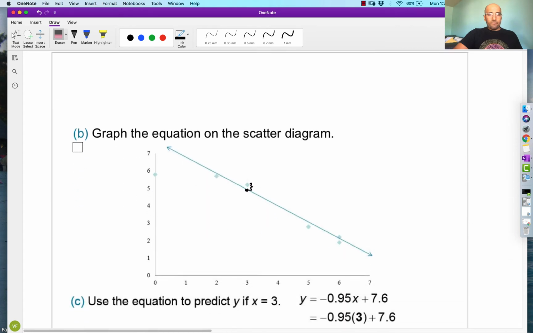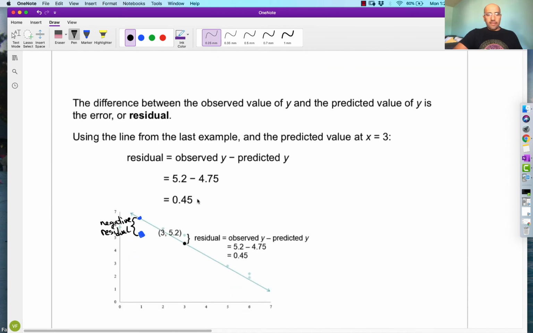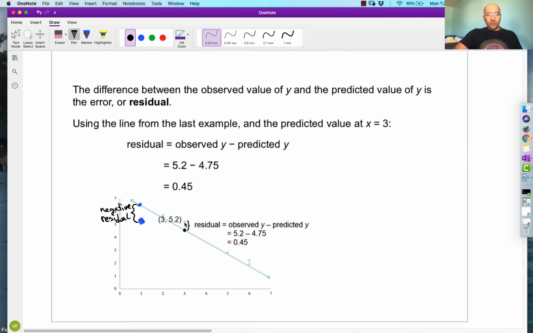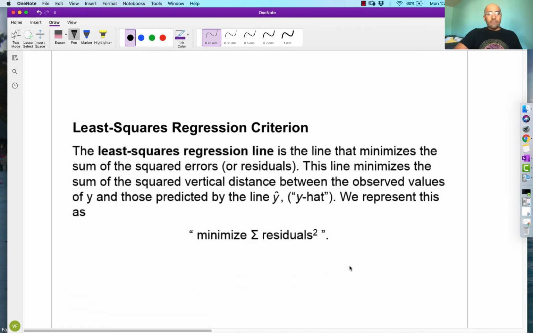Okay, so those distances are called residuals. You got that. Those little distances are residuals. If you're below, you have negatives. If you're above, you have positives. So you can't just add the residuals. The sum of the residuals is going to be close to 0. What we want is to square them all. The least squares regression line is the line that minimizes the sum of the squared residuals.